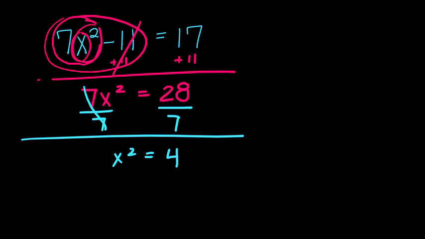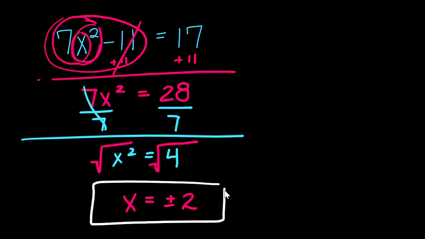And finally, our last step to get rid of the exponent will be to take a square root on both sides. The square root of x squared is x. The square root of 4, this is a perfect root here. We know the square root of 4, it's plus or minus 2. And that will be our final answer. We don't have to do any trees or simplifying because 4 was a perfect root.